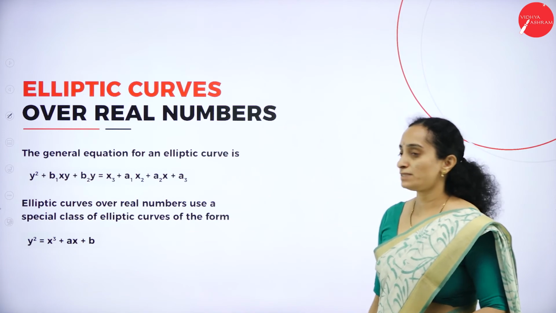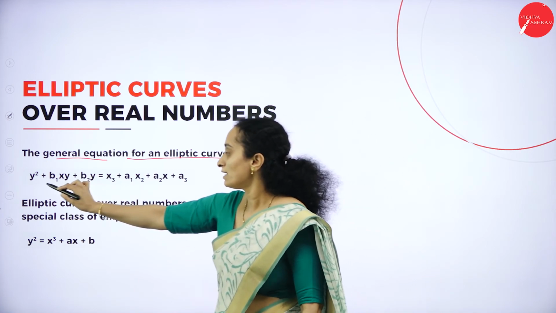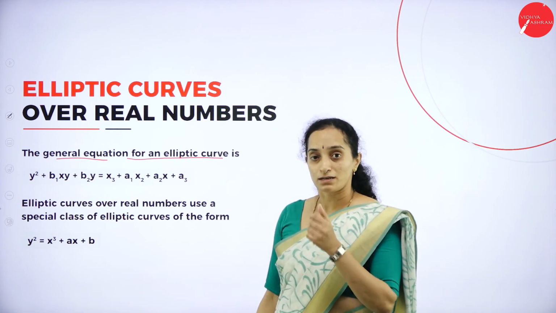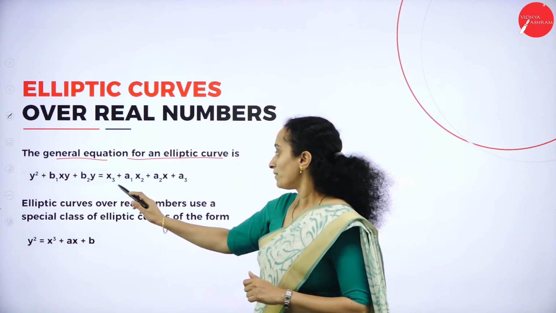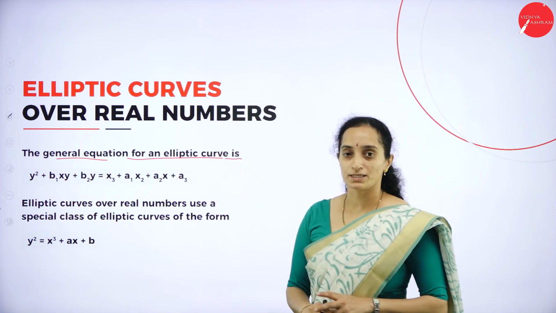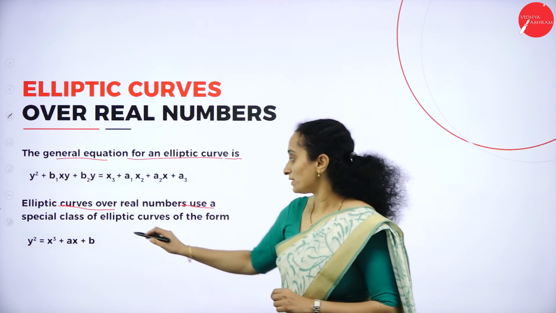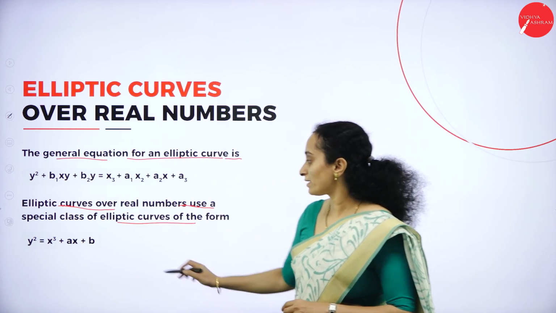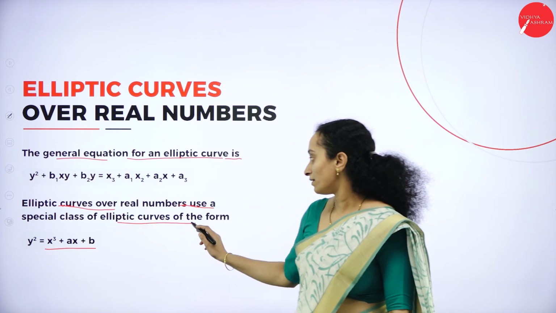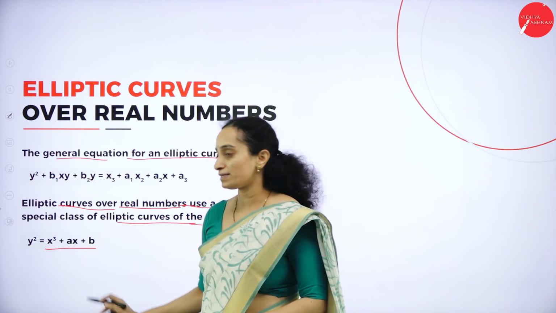So this is based on elliptic curves. The general equation we use for an elliptic curve is y2 plus b1 into xy plus b2y equals x3 plus a1 into x2 plus a2 into x plus a3. So the general equation for an elliptic curve will be used here. Okay. So elliptic curves over real numbers use a special class of elliptic curves. Those elliptic curves have the expression y2 equals x3 plus ax plus b. We use these elliptic curves to calculate over the real numbers. So the expression that we can use is y2 equals x3 plus ax plus b.